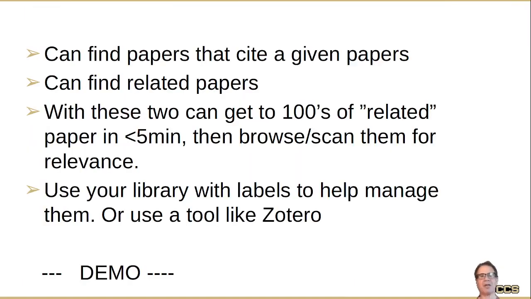Now, these are what I was going to actually demo. I can find all the papers that cite a given paper. I can find a whole bunch of related papers. And by these two techniques, you can very quickly get to hundreds of related papers in under 5 minutes, and then browse them or scan them for relevance and use your library, or a tool like Zotero, to help manage them. So I'm now going to make a quick pause as I switch over the video, and I'll do a quick demo.